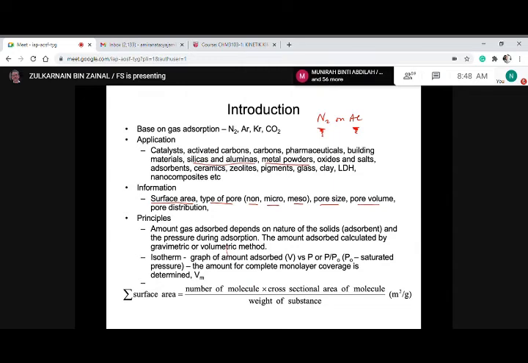All right, so this is the principle, and then from there you can also get the isotherm. Okay, so what we mean by isotherm, and then from there we can determine the amount for monolayer coverage, which is VM. So the amount of gas that is covered on the surface which forms a monolayer, that will give you VM, right?